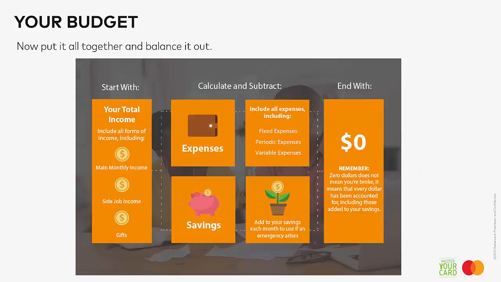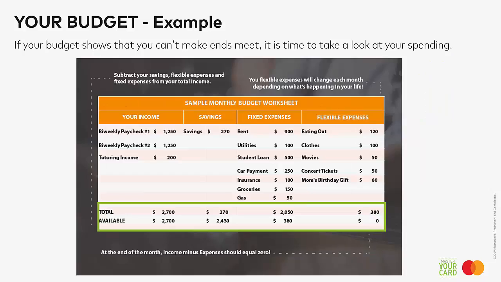Now we can put it all together and balance it out. First, you're going to start with your total income. Then, subtract your expenses, which include your fixed, periodic, and variable expenses. Take out some money for your savings as well. And you want to end with zero. $0 does not mean you're broke. It just means that every dollar has been accounted for, including those that you've added to your savings.